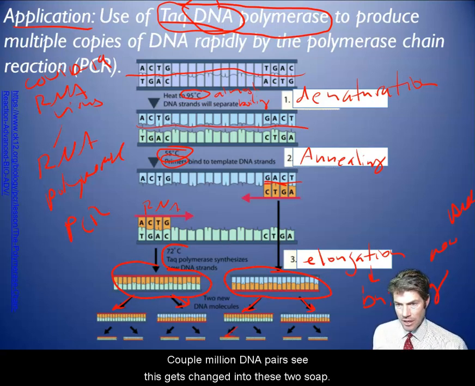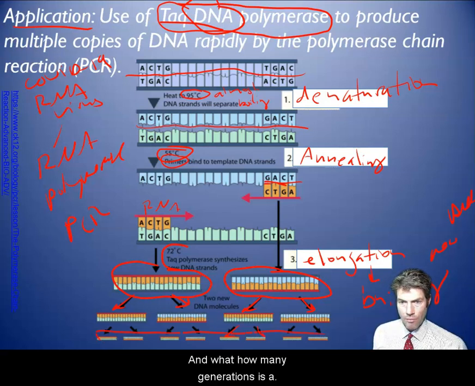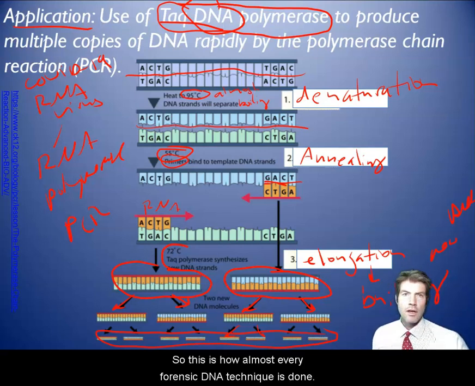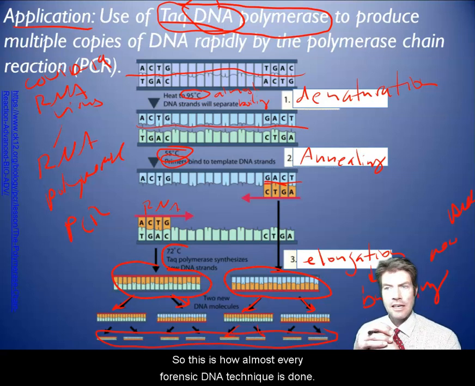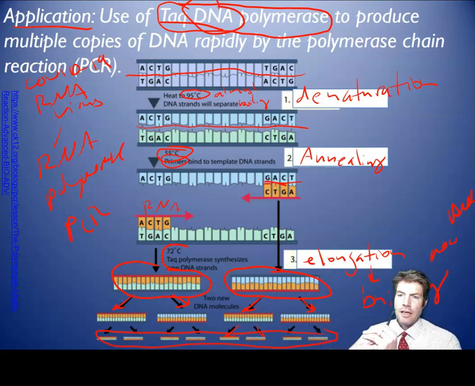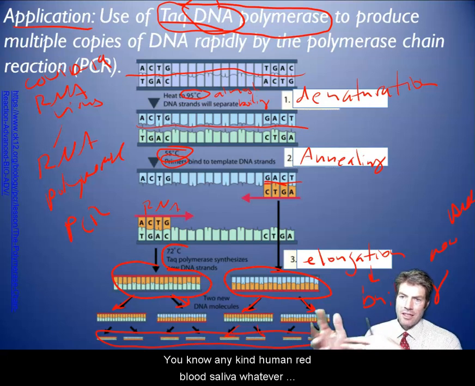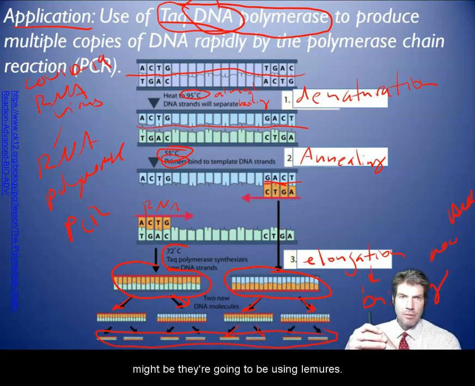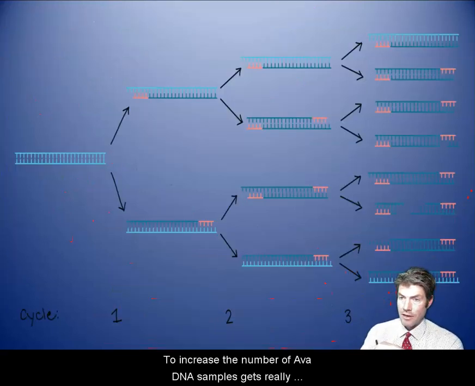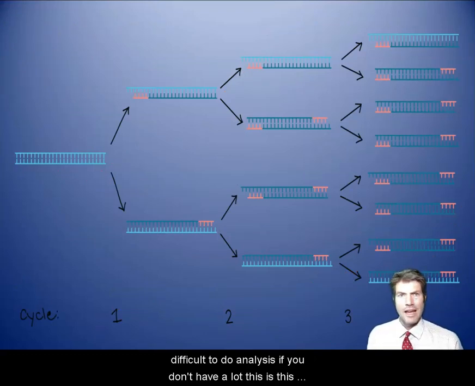You see, this gets changed into these 2. So boom. How many generations is that? 1, 2, 3 generations you get. 1 turns into 8. So this is how almost every forensic DNA technique is done. Any kind of DNA fingerprinting, cops go to an area, look for traces of any kind of human brain, blood, saliva, whatever it might be. They're going to be using polymerase, PCR, I mean, to increase the number of DNA samples, because it's really difficult to do analysis if you don't have a lot.